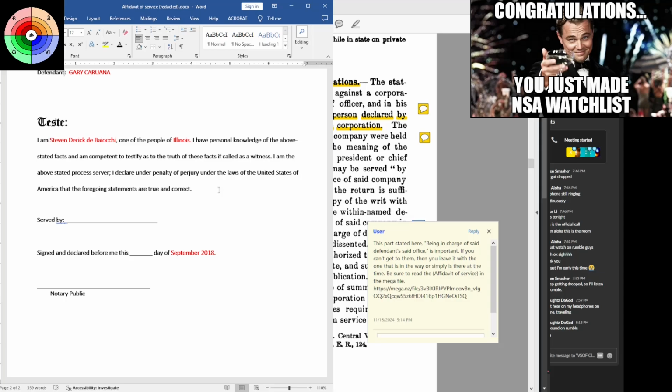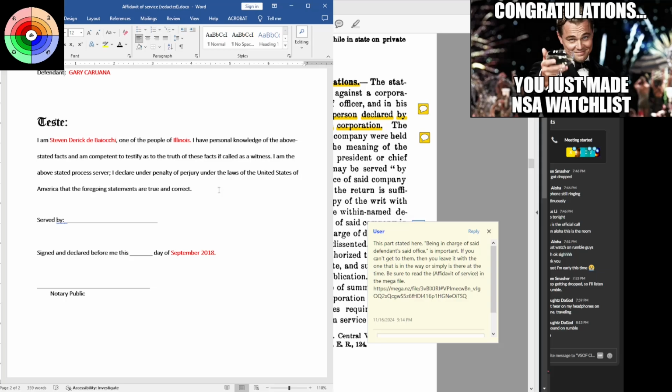It says, "I am Stephen Derek D. Baiocchi, one of the people of Illinois. I have personal knowledge of the above stated facts and am competent to testify as to the truth of these facts if called as a witness. I am the above stated process server. I declare under penalty of perjury under the laws," and this part's important, "under the laws of the United States of America, that the foregoing statements are true and correct, period."